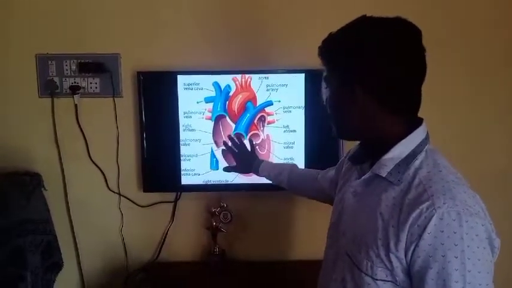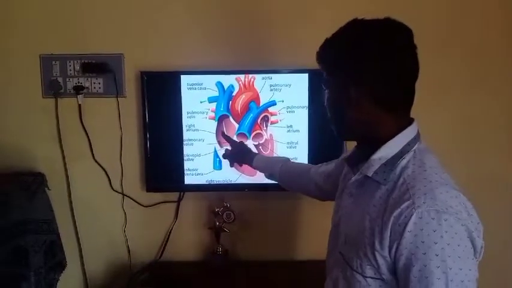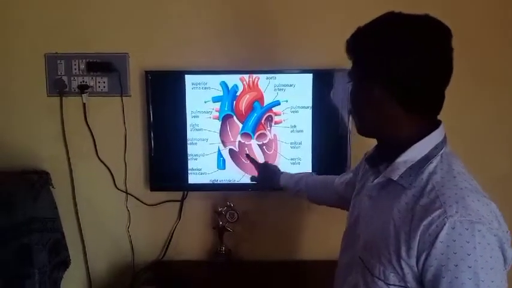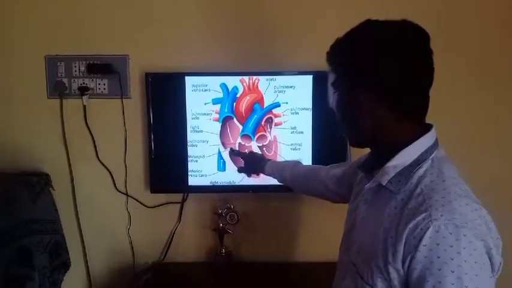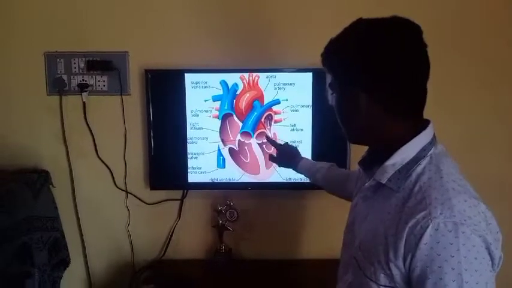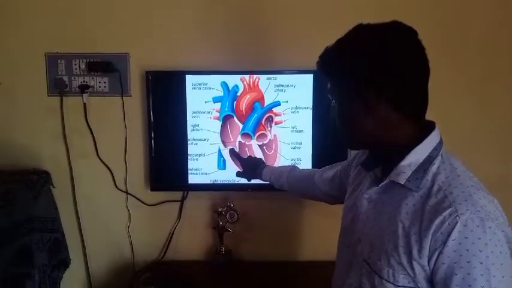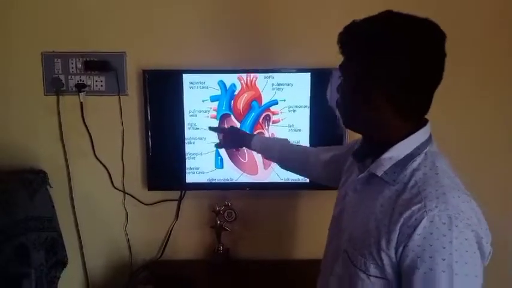And our human heart is made up of 4 chambers: the right atrium, right ventricle, left atrium, left ventricle. And there is a valve present in the middle, here and here. It is called the tricuspid valve, and this is called the mitral valve or bicuspid valve.